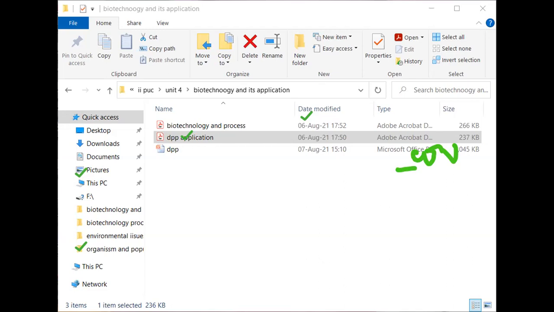The two statements which are wrong here, statement first two are wrong. Then third one. No, it's option D. Statement one and two are wrong. Next.